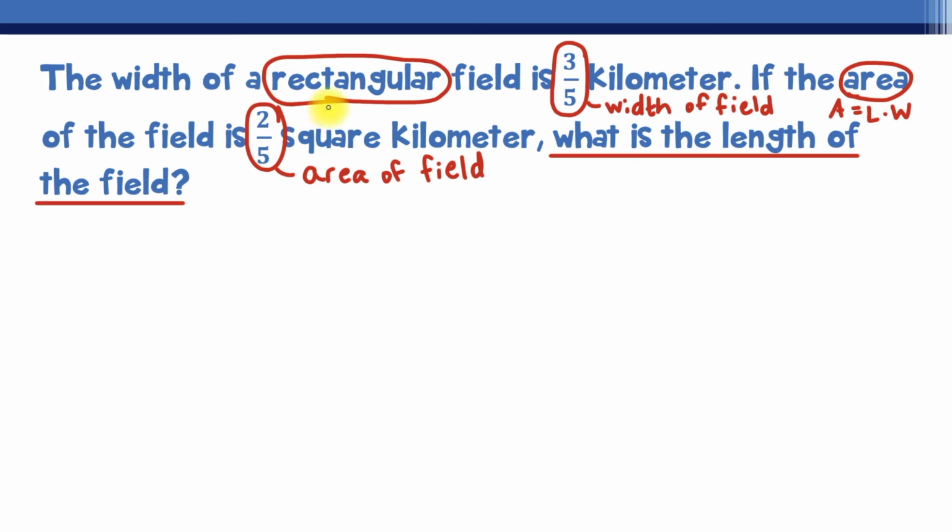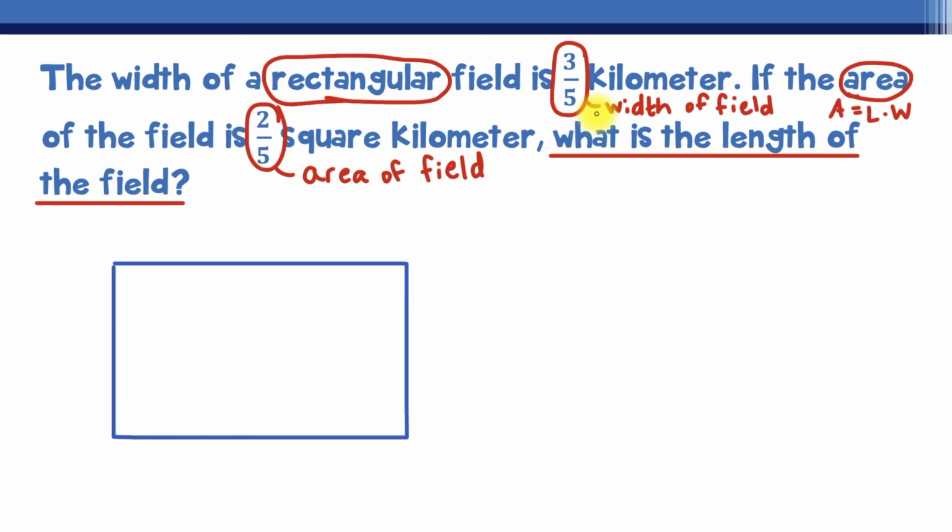Now, whenever we're dealing with something that involves shapes, I like to actually draw a shape out and label it. Since we're dealing with a rectangular field, let's draw a rectangle. And we know the width is 3/5 of a kilometer. And the area, which is everything shaded inside, is equal to 2/5 of a square kilometer, which can also be written like this. And what we're looking for is the length of the field.